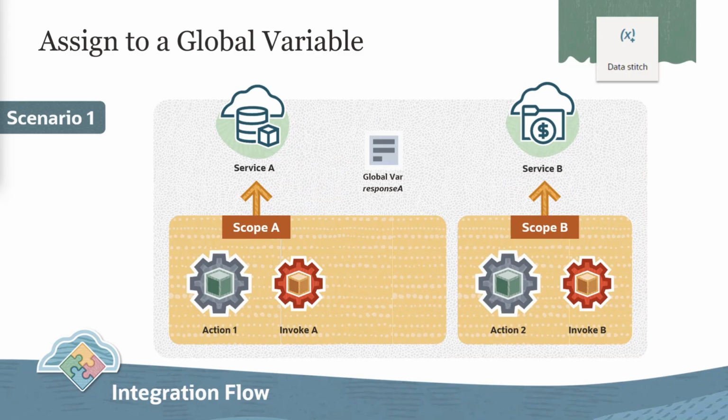So the solution is to copy that message payload to a complex type global variable, which can then be accessed elsewhere in the integration to include anywhere in any other scope container. Now, the assign action won't work since it is limited to only scalar variables, but the data stitch action can copy the full message payload easily.